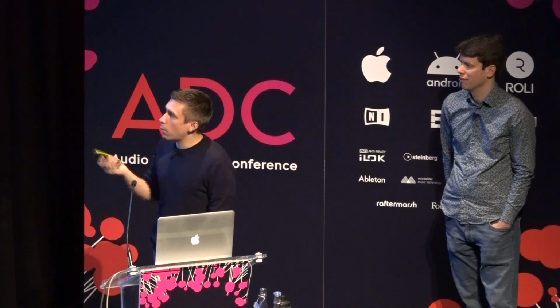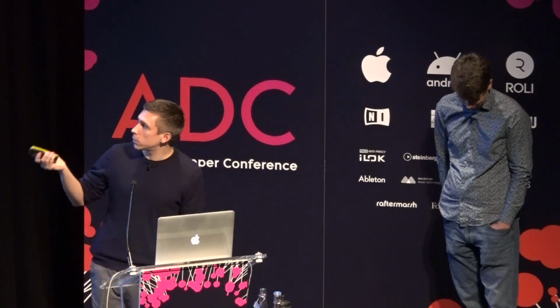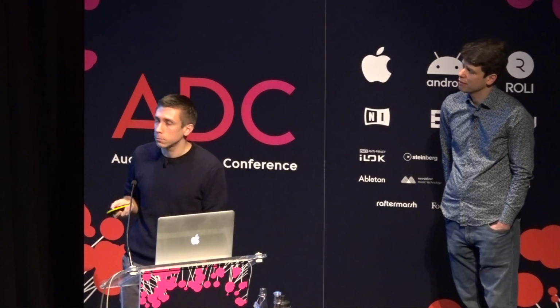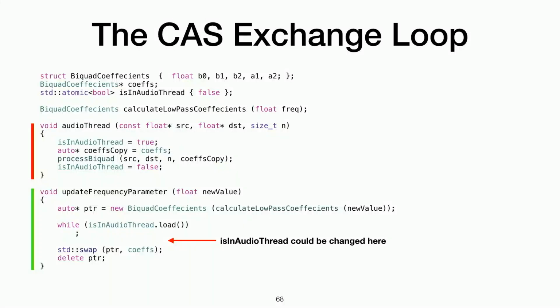However, we have a problem here in that we haven't synchronized the check of isInAudioThread and the swap of the pointers. So if we happen to read and it says, okay, we're not in the real-time thread, and then at this point here, you can see where the arrow is, the real-time thread comes back in and sets this to true, then we have the classic ABA problem. So now when we swap them, it's actually going to be in use. So this doesn't fix our problem at all.